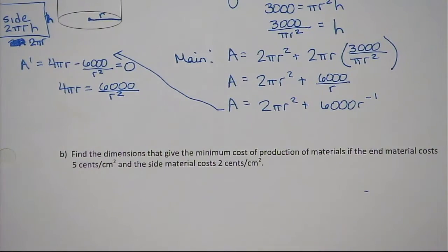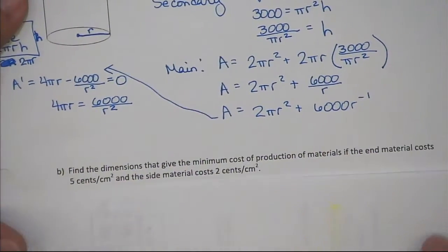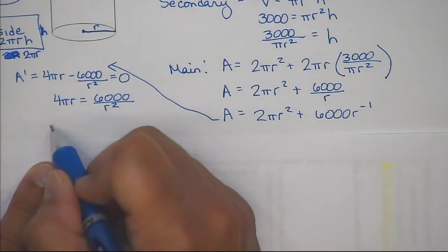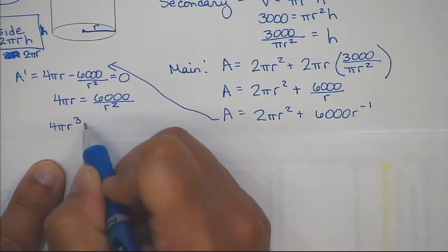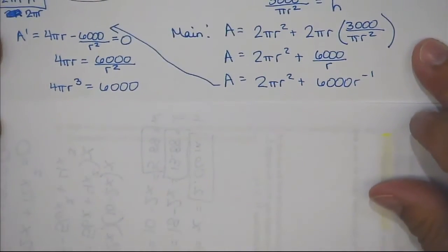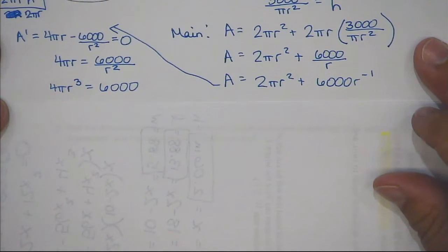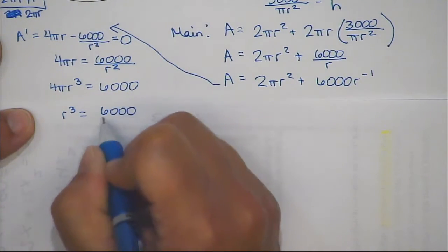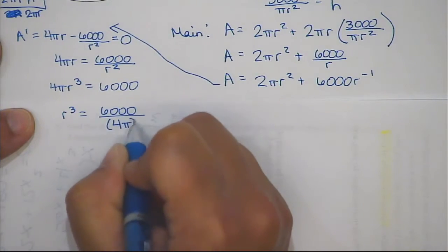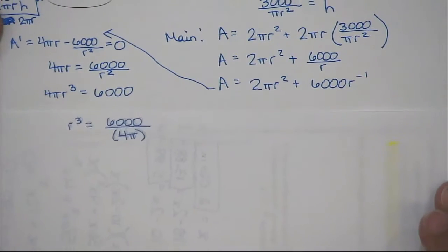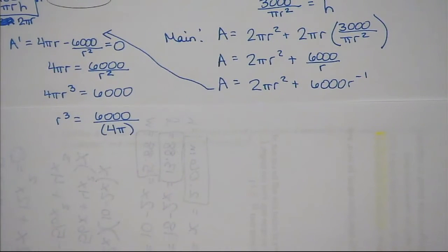Definitely going to run out of room here. So, all right, go ahead and multiply the r squared over to this side. Get rid of your fraction. So that would be 4 pi r cubed equals 6,000. Now be careful in your calculator. We're going to divide both sides by 4 pi, right? So r cubed equals 6,000 divided by, in your calculator, make sure you divide by 4 pi in parentheses. If you don't put parentheses, you're going to get the wrong answer.